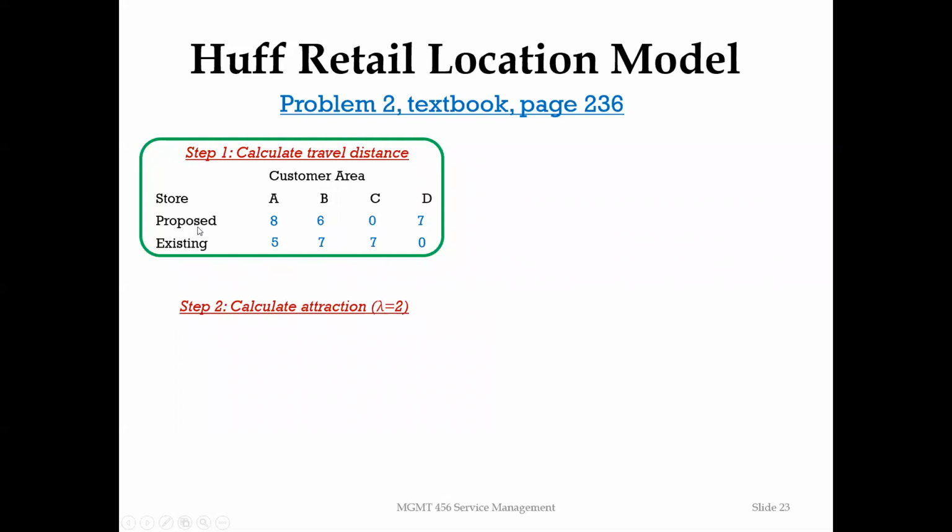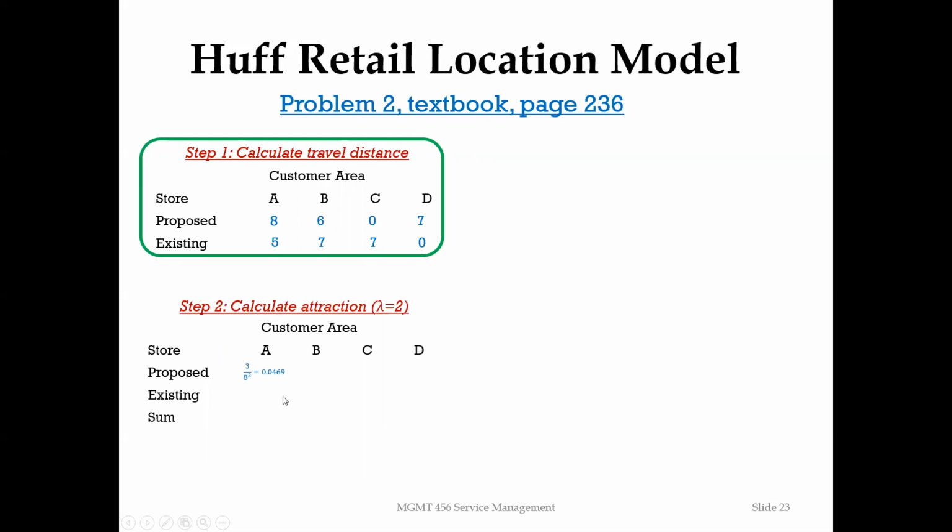Recall the proposed store, the size is 3. The existing store, the size is 1. So let's calculate the attraction. First of all, what is the attraction for the proposed store in customer area A? The numerator is store size, which is 3, the denominator is travel distance, which is 8. And we do the power function because lambda equals 2, so squared.